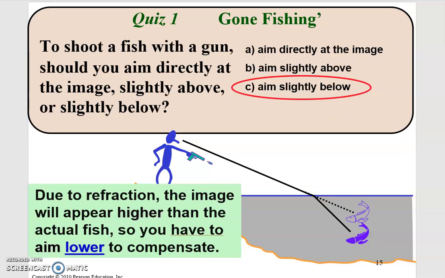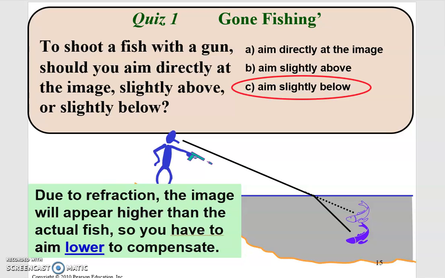And the answer is C, because the image you see is here, but the real fish is here. Therefore, you should aim lower, below the image. This means when the bullet comes, it should come here directly. If you aim at the image directly, you will hit the image directly.